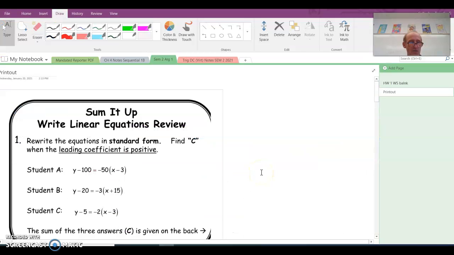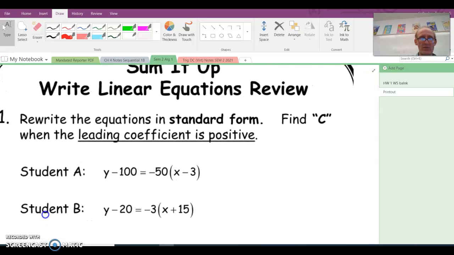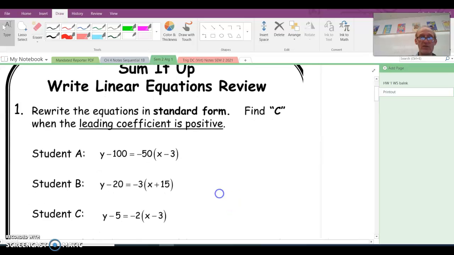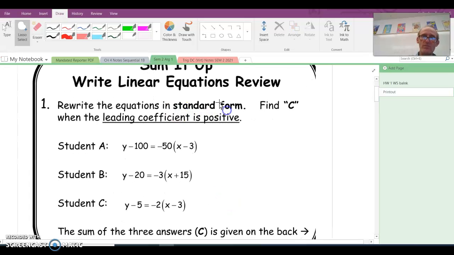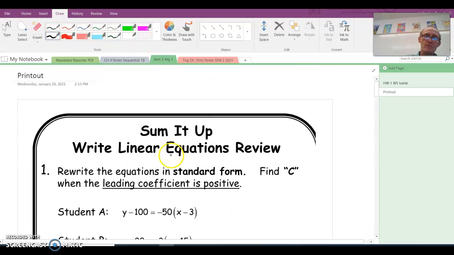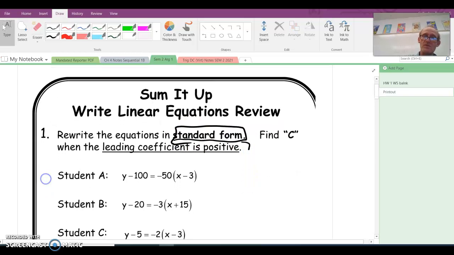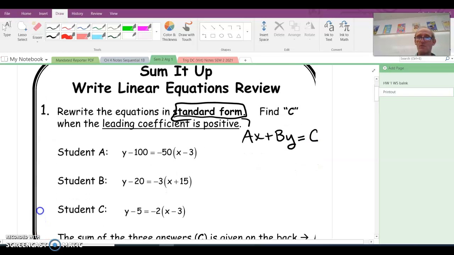Hello, this is a video for homework 2 in Algebra 1, and the worksheet starts out with Sum It Up, writing linear equations in standard form. Standard form is the x's and y's on the left: ax plus by equals c. That's how you set up standard form.